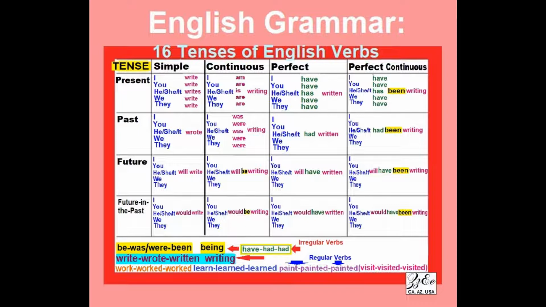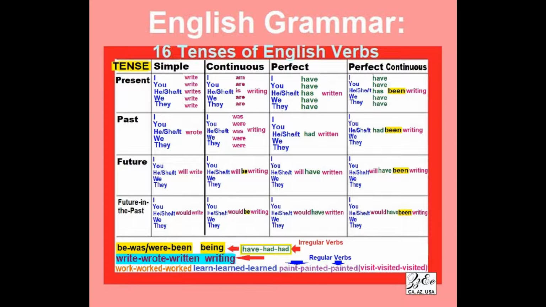So would have written, exactly this future in the past perfect form, belongs to conditional 3 of English. For example, if I had bought that textbook, I would have written that report. But because I never bought that textbook, I have not completed this report.